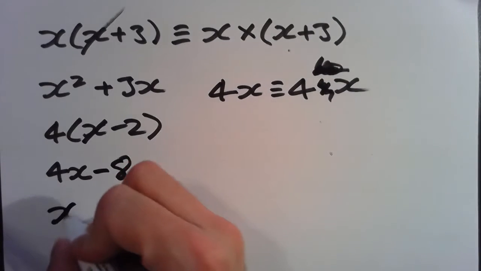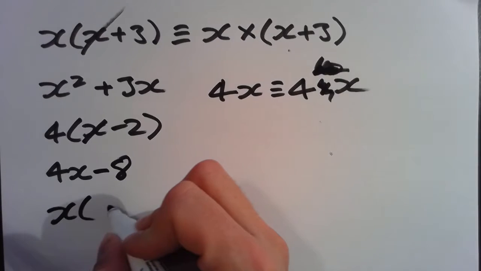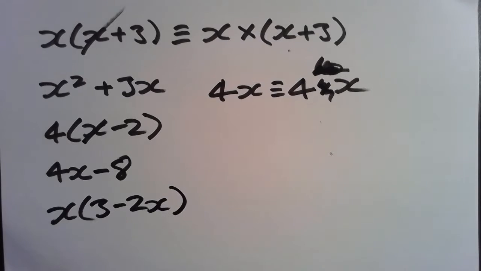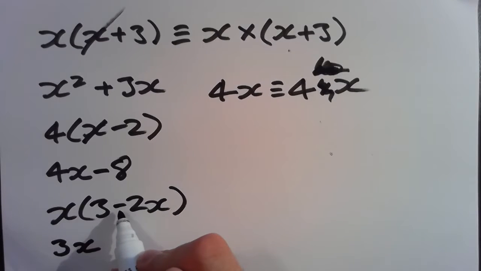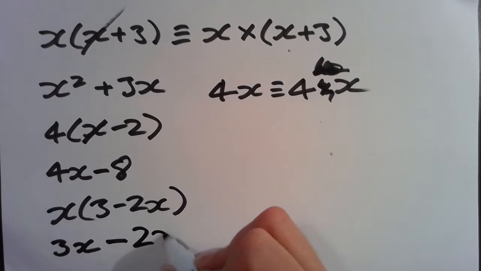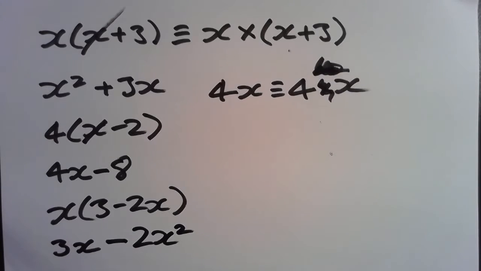So say we've got x(3 minus 2x), something like that. We do x multiplied by 3, which is 3x. x multiplied by minus 2x, we've got a positive multiplied by a negative, so we know it's going to be a negative. 2x times x is 2x squared.